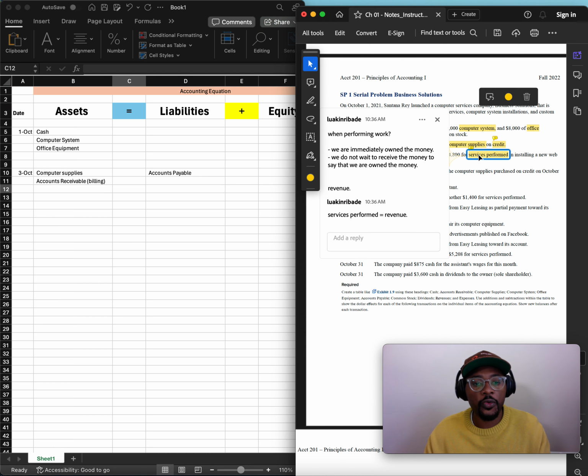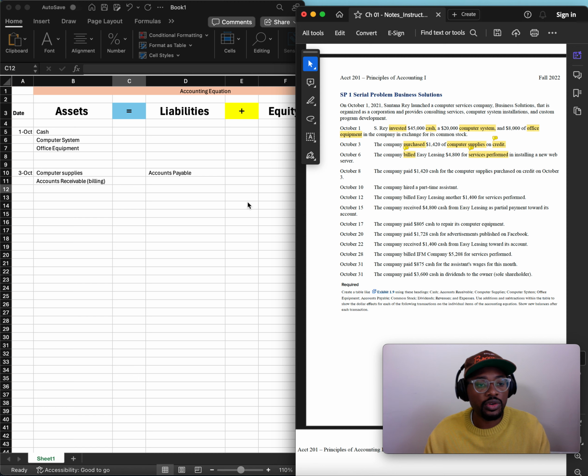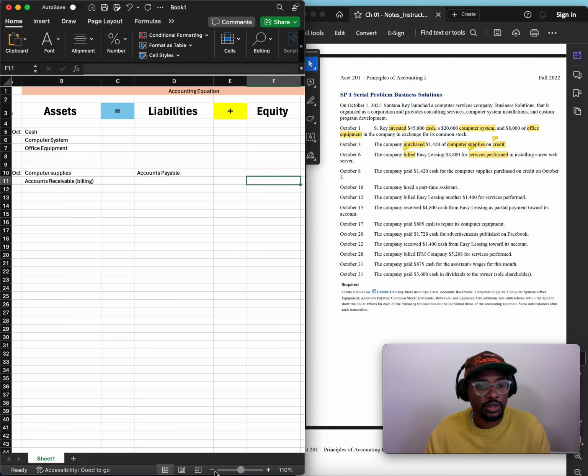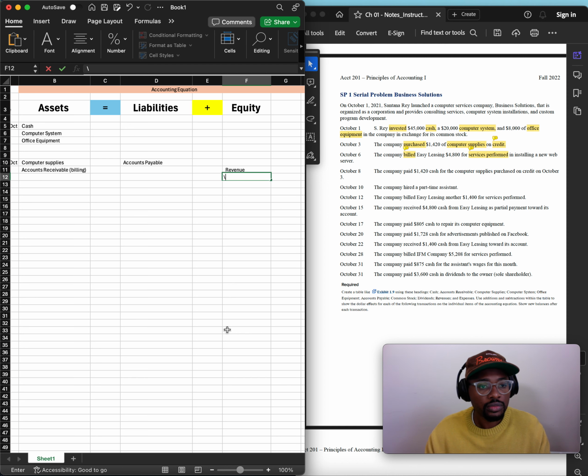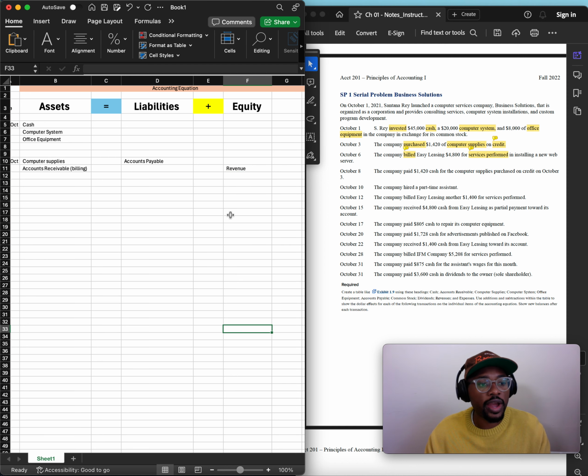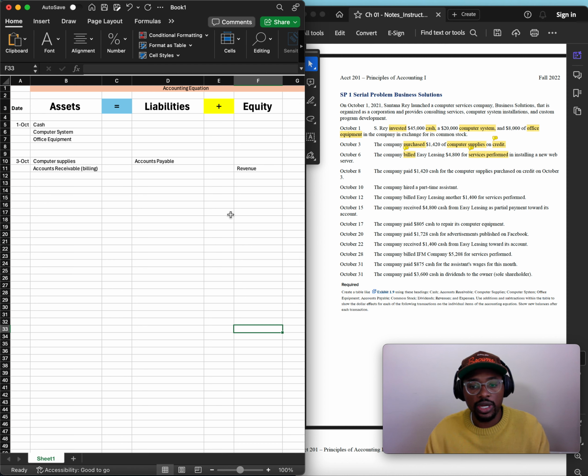Now, remember we said service performed is going to be revenue. So revenue, very important, we're going to put that under equity. So revenue falls under equity. Again, what is equity? Equity are resources that a company is in possession of, but it belongs to the owner. Although the company is receiving this 4,800, it is still owed to the owner. So at any given point, the owner could say, "Hey, I want that 4,800," and the company has to say, "Yep, here you go. Here's that 4,800." Okay. So that was long, but it was good.